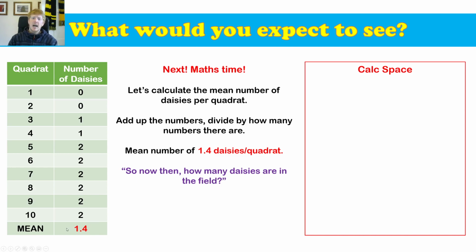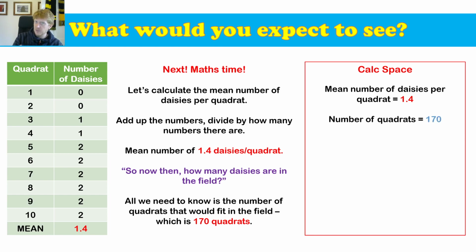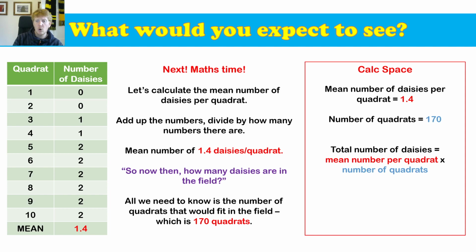Well done. So now, how many daisies are actually in the field? If we've got 1.4 daisies per quadrat, we need to know how many quadrats would fit in the field. In this case, I've counted up all my squares and 170 quadrats would fit in the field. So let's move over to our calculation space. We take the mean number per quadrat and multiply it by the number of quadrats, which is 1.4 times 170, which means we would have 238 daisies in that field.